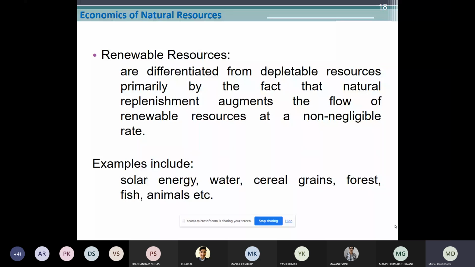So that way, human intervention can directly result in a change in the stock of these natural resources. But everything is not like that. For example, we talk about solar energy. We cannot do anything about that. Our intervention in the process of solar energy cannot actually reduce the amount of solar energy available on the earth. So this is independent of human intervention.